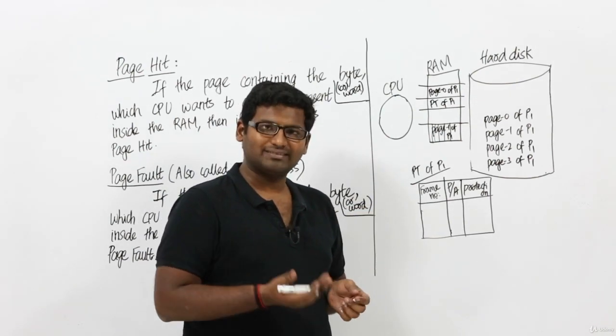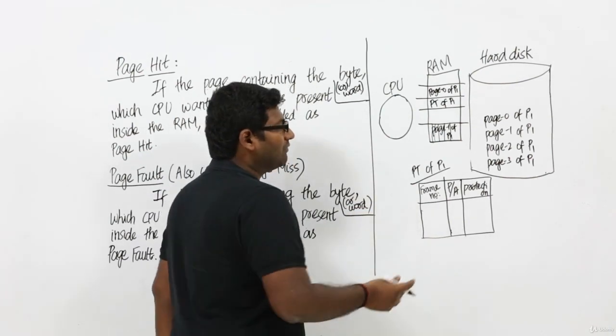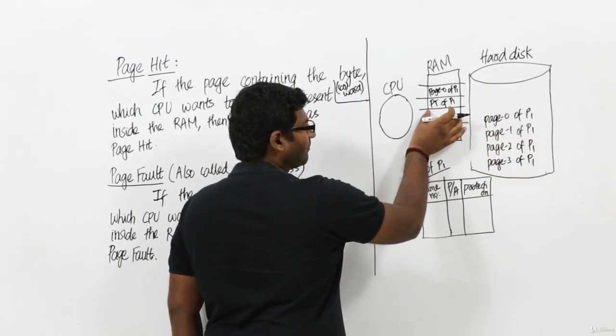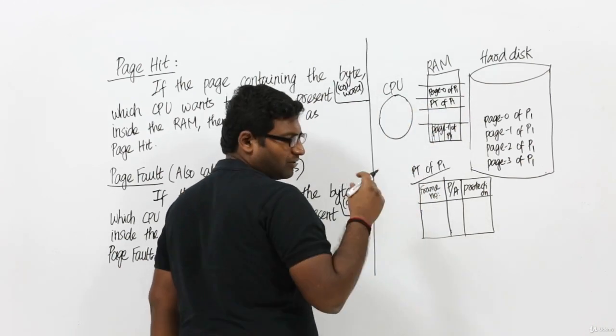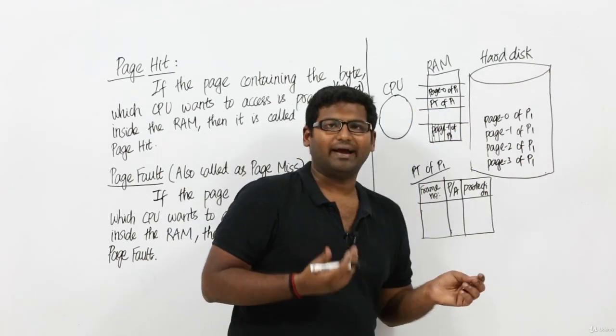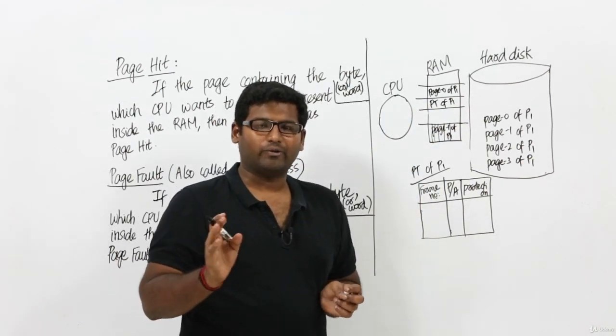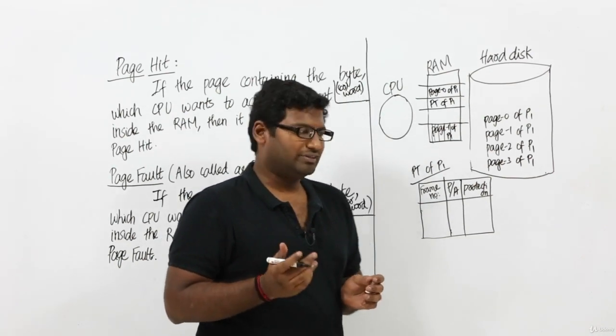Now how will we address this page fault? It is simple. We will move this page inside the RAM. After the movement of this page inside the RAM, the CPU will fetch that byte. That is how a page fault is actually handled. We will see that a bit later, how a page fault is handled and all this.